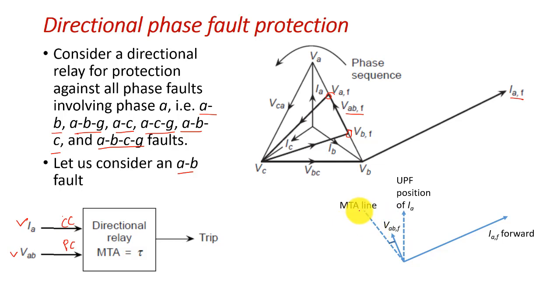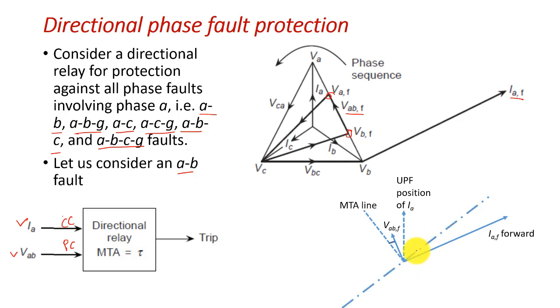So now if we plot the MT line, that is the position of the current for maximum torque. This is the maximum torque angle line, the MT line. So what will happen? How is it plotted? Your current flowing in the PC coil will be, maybe it will be around this point, right?